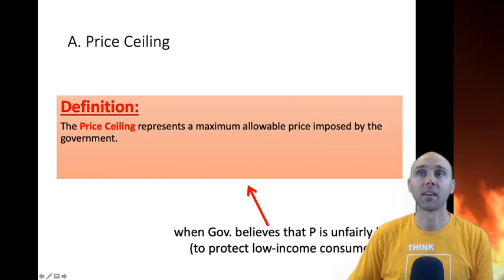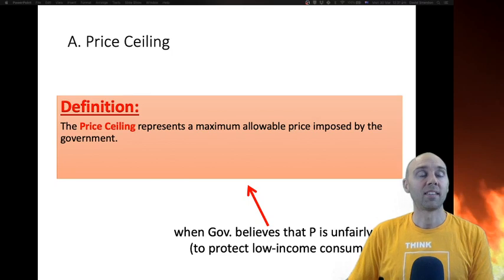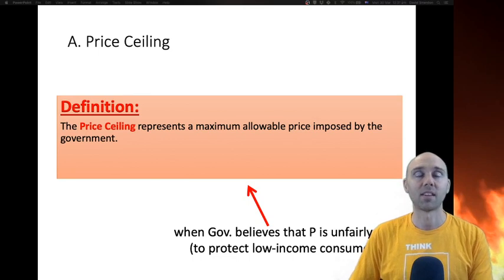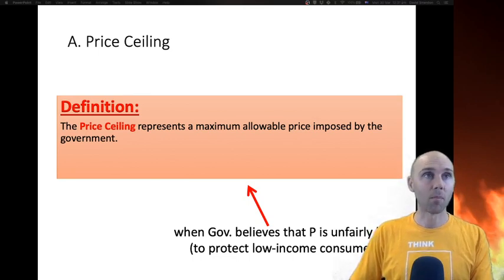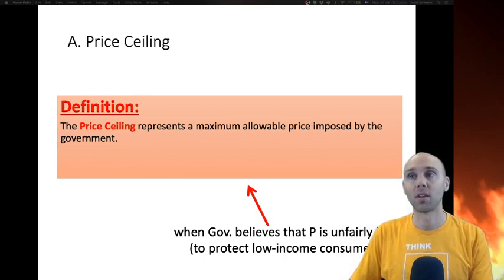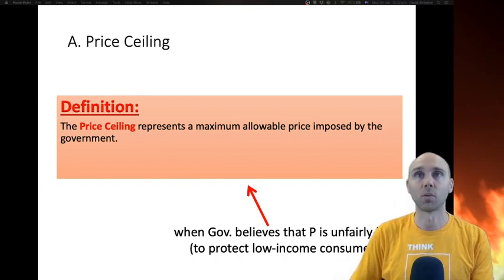Let's start with the price ceiling. It represents the maximum allowable price imposed by the government, and is usually done when it believes that the price is unfair and is disadvantaging low-income consumers. It's something we've actually seen a bit of during the COVID period, where the government noticed a massive surge in price due to a massive surge in demand for certain goods such as hand sanitizer, toilet paper, and so forth. And in some places, the government has tried to impose a price ceiling on this.